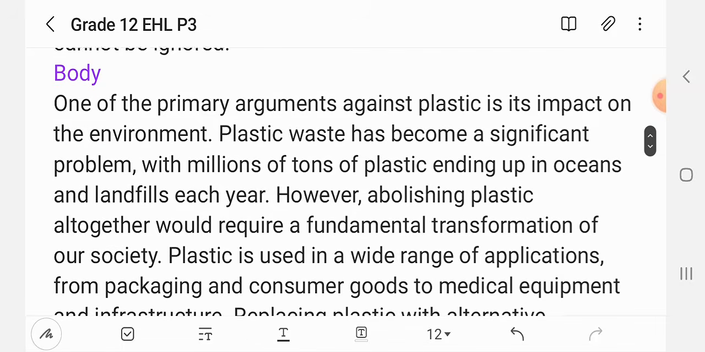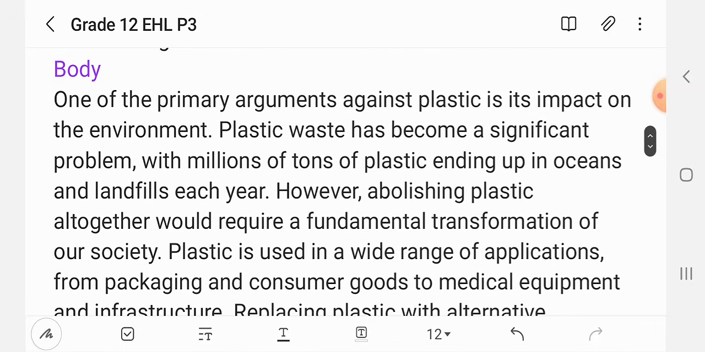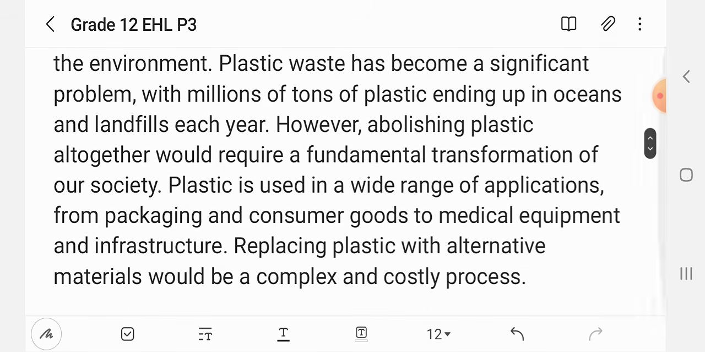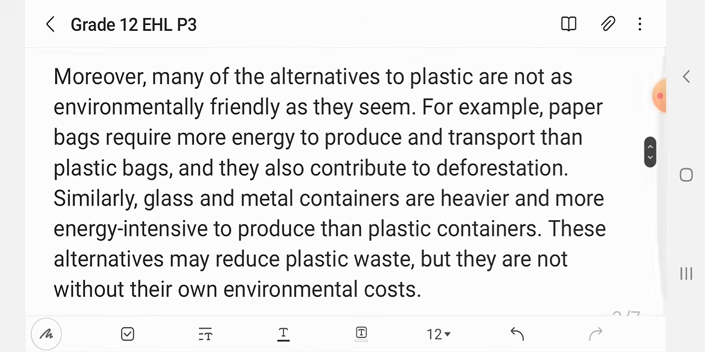So one of the primary arguments against plastic is its impact on the environment. Plastic waste has become a significant problem, with millions of tons of plastic ending in oceans and landfills each year. However, abolishing plastic altogether would require a fundamental transformation of our society. Plastic is used in a wide range of applications, from packaging and consumer goods to medical equipment and infrastructure. Replacing plastic with alternative materials would be a complex and costly process. So, you go into detail.